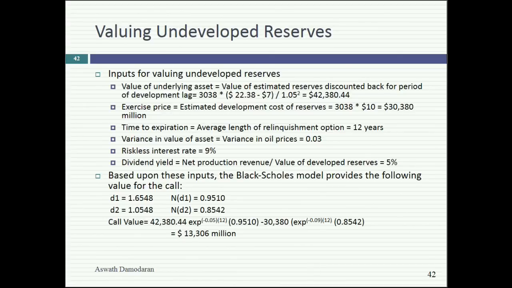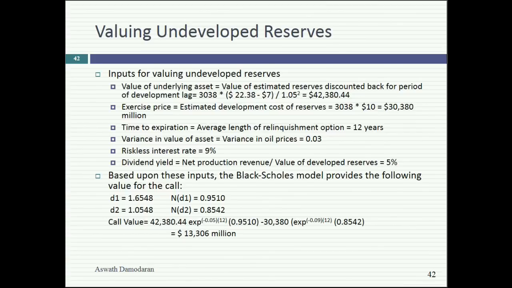Let me pause right there. Do you remember what I said N of D2 measures? I said it's roughly speaking a probability that the option will be in the money. That's what an N of D2 is. In this context, what am I saying? There's an 85.4% chance that what will happen? That Gulf Oil will actually develop its 3,000 million barrels, which is no surprise. They're in the money reserves, so it doesn't surprise me the probability is so high.